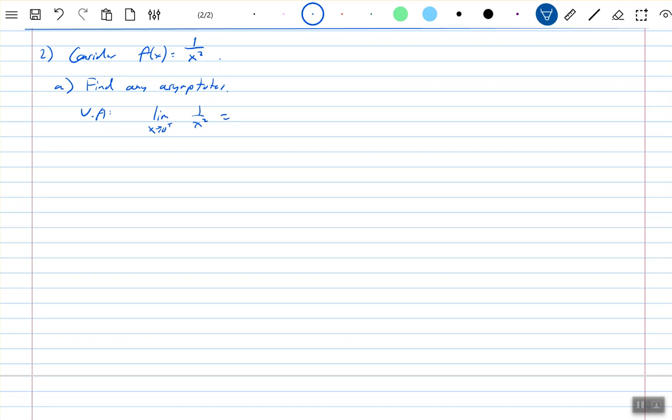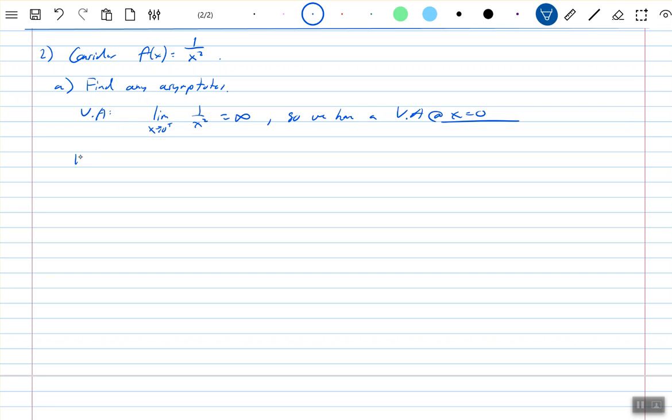We're punching in values getting closer and closer to 0 in the denominator, so the denominator is going to get arbitrarily small. And when the denominator gets arbitrarily small, the whole thing is going to blow up towards infinity. So the limit as x approaches 0 from the right of 1 over x squared is equal to infinity. Hence, we have a vertical asymptote at x is equal to 0.